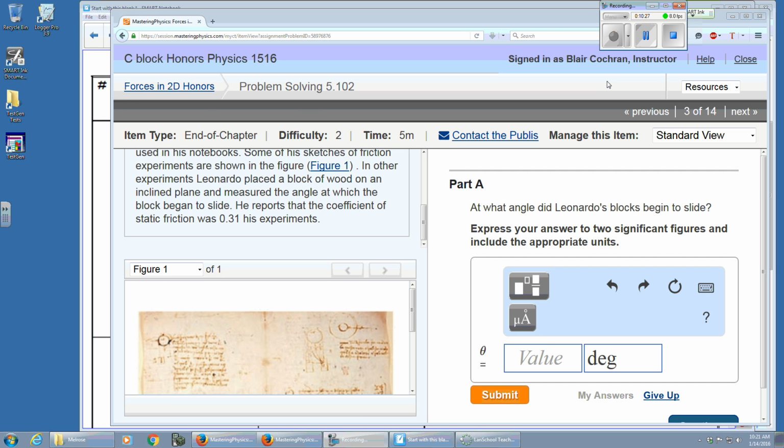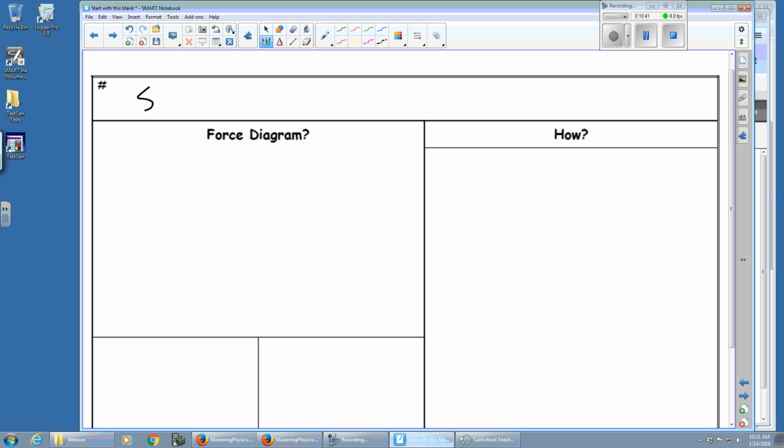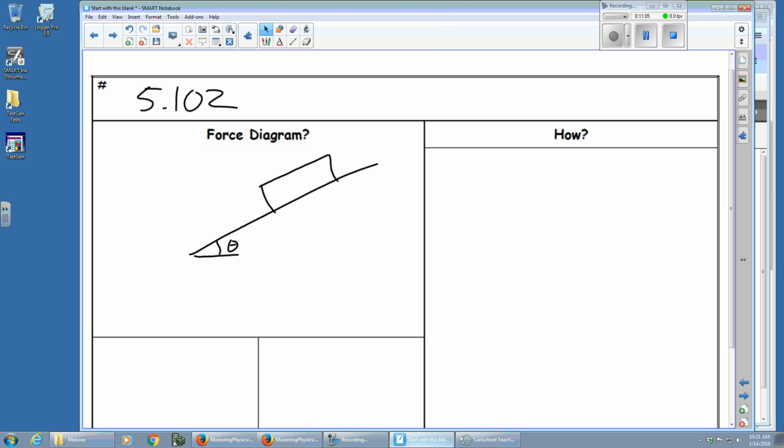One about Leonardo da Vinci doing his experiments with friction and a wooden block, and at what angle did Leonardo's block begin to slide? So, I know it's shocking, but we're going to do a force diagram again. So, let's see. I feel like my incline should point that direction. So my incline is going to make an angle of theta. I'm going to have this block on it, and I'm right at that point where if I tilt it any higher, the block's going to begin to slide.